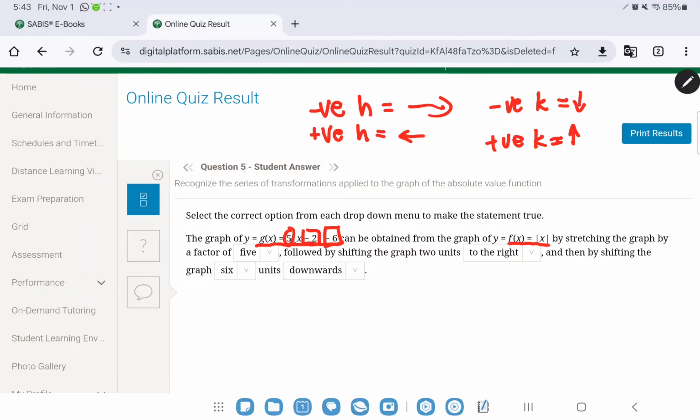I'll show you another example where it's shrinking. I don't want to mess you up. Either way, they told you it's stretching. You don't even have to select it. But by a factor of 5, because you multiplied it by 5.